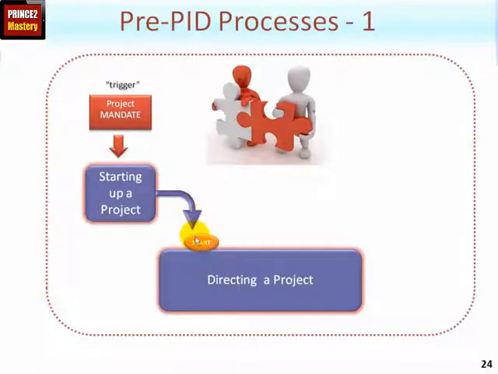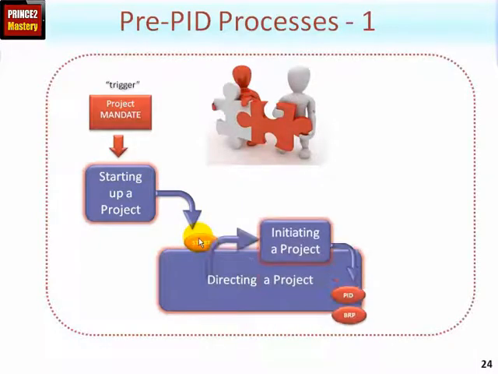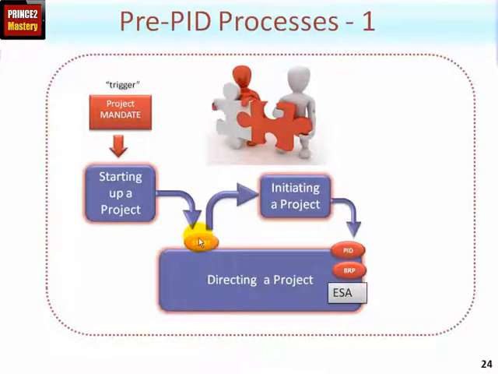Then this evidence will be put for the project board in directing a project, and this is the formal start of the project. If they like what they see, they'll authorize the initiation stage, in which case the initiating a project process is used to assemble the information in the PID. Also, you'll recall, to create the benefits review plan. Once the project manager is satisfied that these are all complete, then the first end stage assessment will occur.